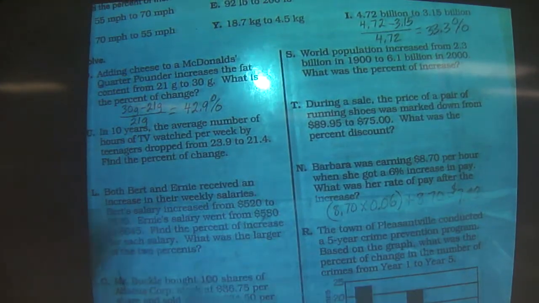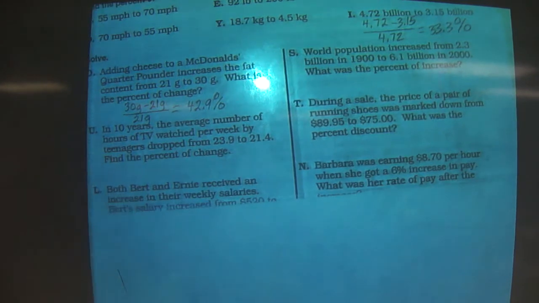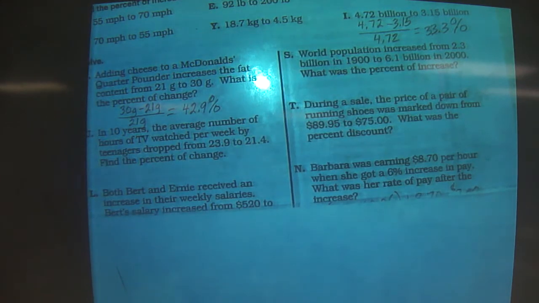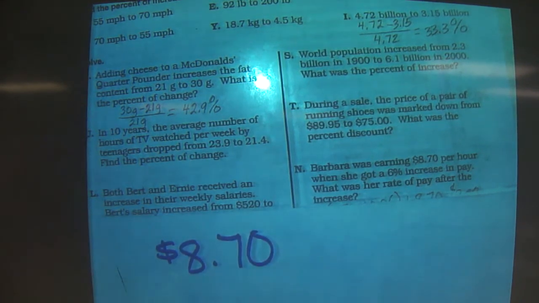Then we have, let's do this one. Barbara was earning $8.70 per hour when she got a 6% increase in pay. What was her rate of pay after the increase? How do you figure it out? She started at $8.70. She got a 6% increase. What would that work out to be? And how do you work it out?